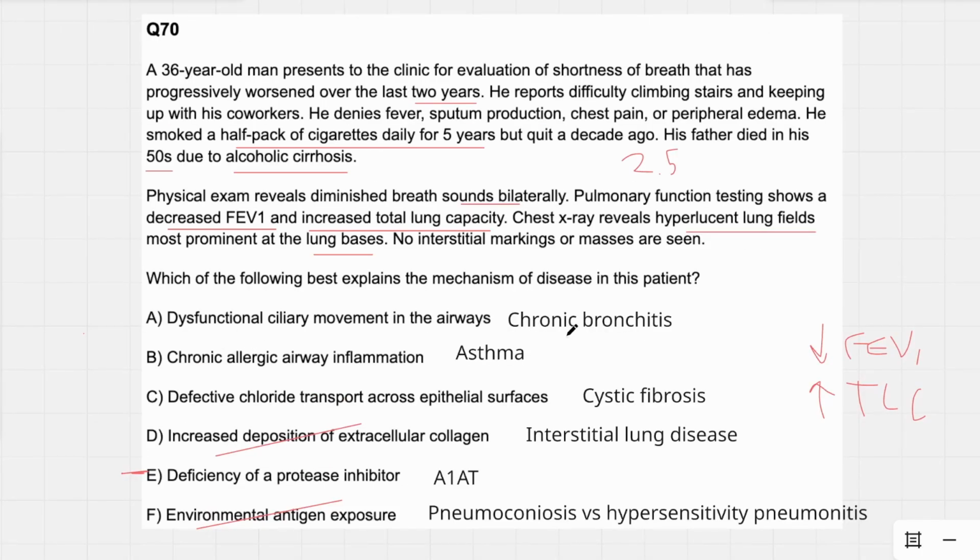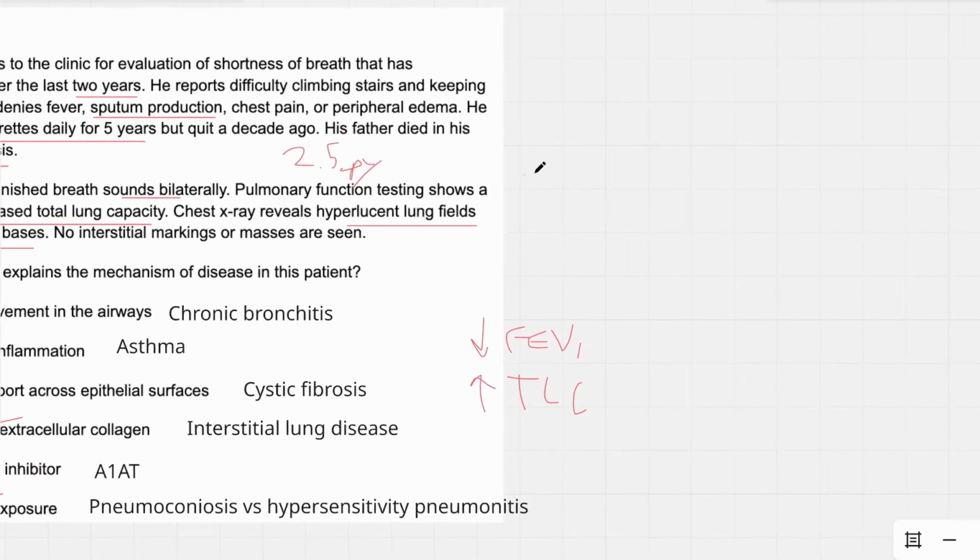Chronic bronchitis is a form of COPD classically associated with chronic exposure to smoking. This guy has a 2.5 pack year smoking history. So there's no way he has chronic bronchitis from COPD from a smoking history. Plus, chronic bronchitis is associated with bountiful sputum production, and he denies sputum production. Also, we would expect to hear wheezing with chronic bronchitis, which we don't have, because wheezing is those narrowed airways, right?